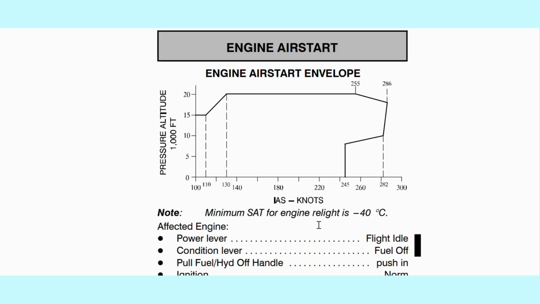So the parameters there, you must make sure that you are below 20,000 feet. You can see in this envelope here, it's very important that you are below 20,000 feet, and the temperature as indicated on the ED should be minus 40 degrees minimum. So you cannot relight if it's much lower than this. So let's say it's minus 41, minus 42, minus 45, you cannot relight the engine.